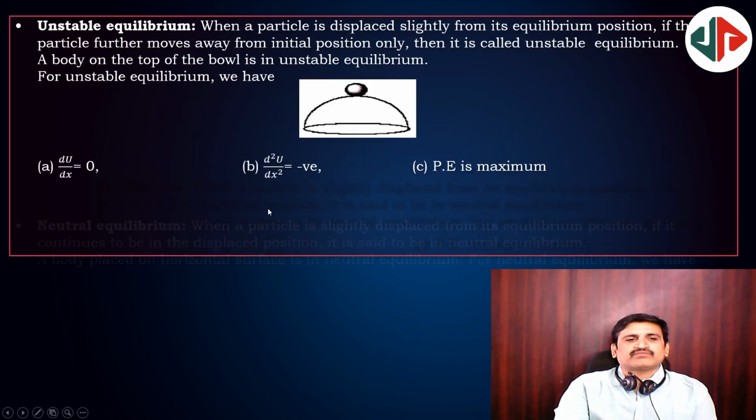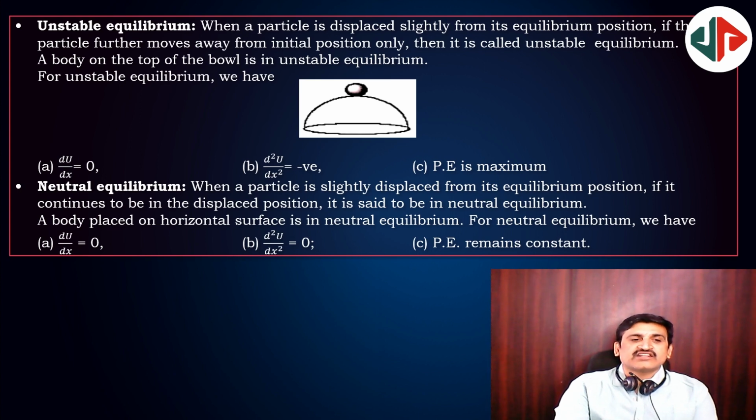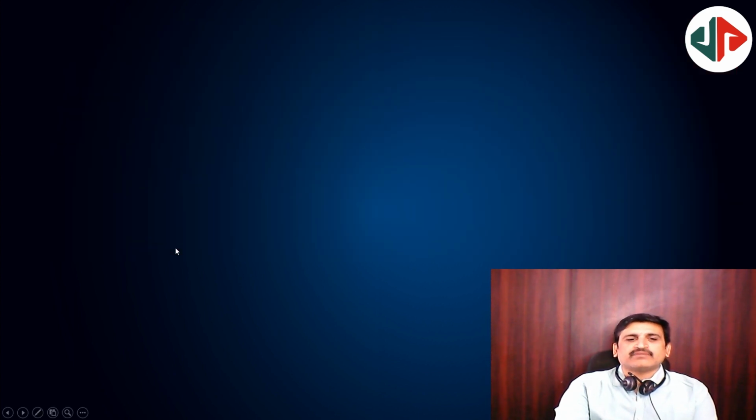Next, unstable equilibrium. The conditions are reversed. Du by dx is equal to 0, d square u by dx square is negative, and potential energy is maximum. In that case, unstable equilibrium. Neutral equilibrium: du by dx is 0, d square u by dx square is 0, and potential energy remains constant in all the positions. That is neutral equilibrium.